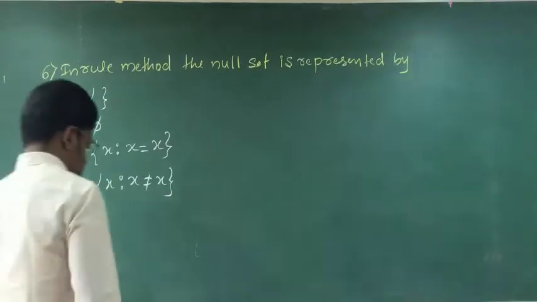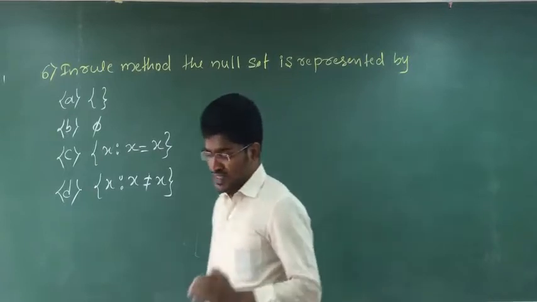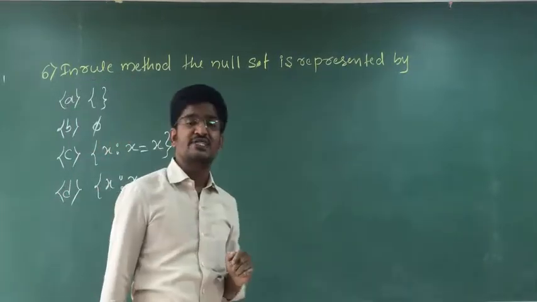Okay students, now let us go to question number 6. That is, in roster method, the null set is represented by.